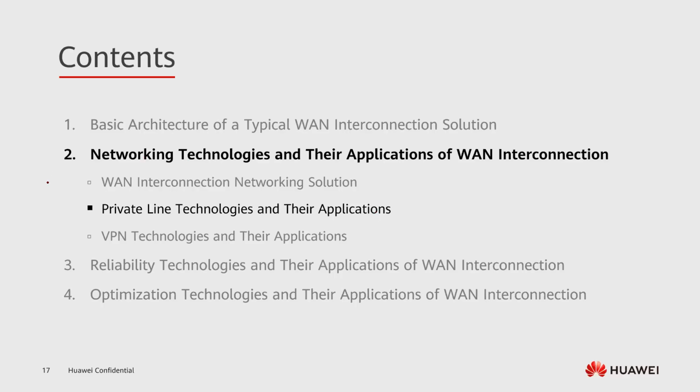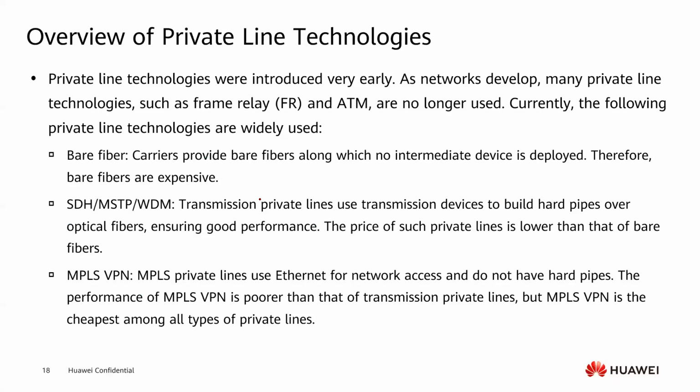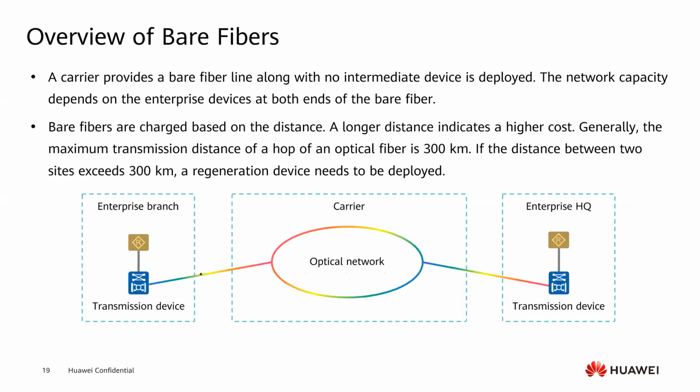Okay, so let's look at a little bit of detail of the networking technology. First is the private line technology. Private line, as we said, is basically of three kinds: one is bare fiber, another is the transmission private line with SDH, MSTP, WDM, those transmission devices, and the third is the MPLS private line.